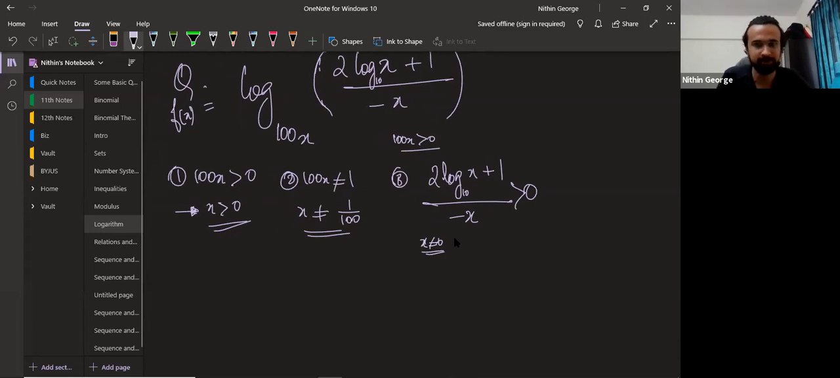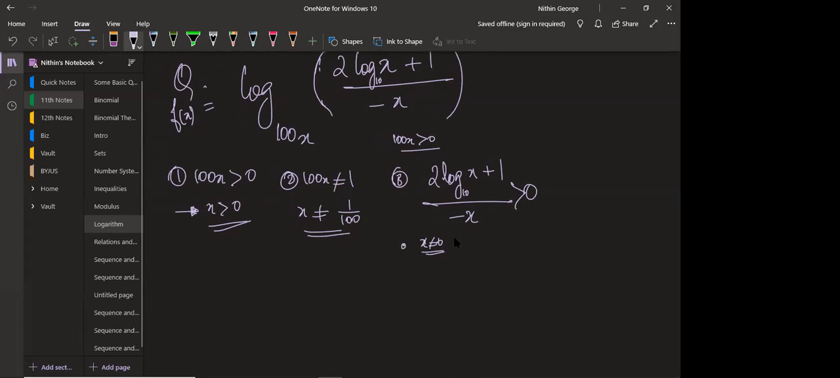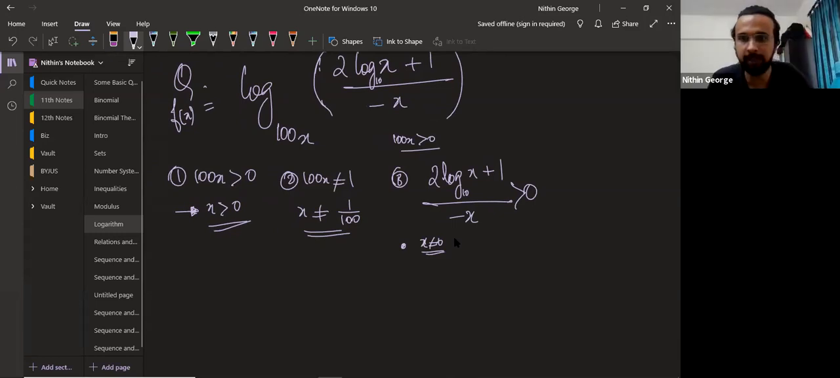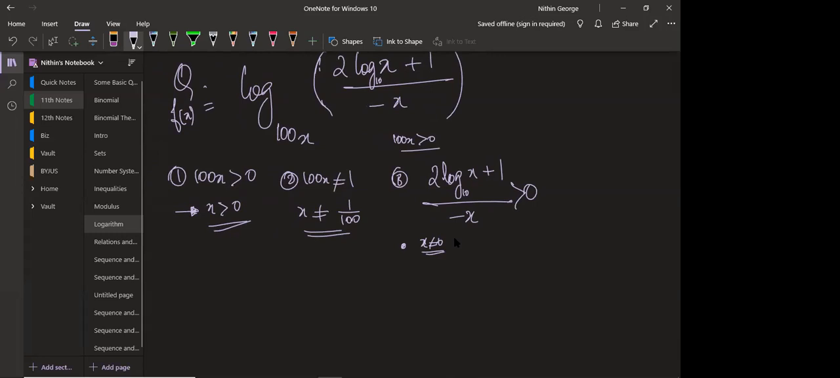Yes. Sir, does the domain exist? Why do you say that? Why do you ask that? Because there's a minus x in the denominator, sir. Whatever value we put for x will turn out as negative. No.